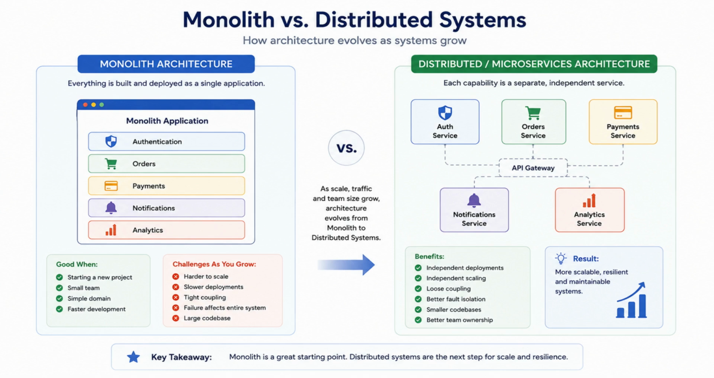Monoliths are good for starting a new project with a small team and simple domain, offering faster development. However, scaling and deployments become challenging as they grow. Distributed systems benefit from independent deployments, better fault isolation, and independent scaling. They result in more scalable, resilient, and maintainable systems.